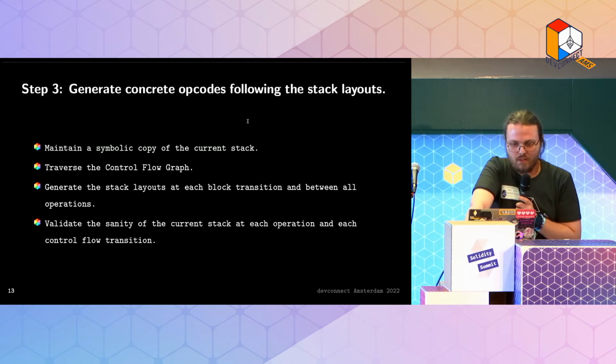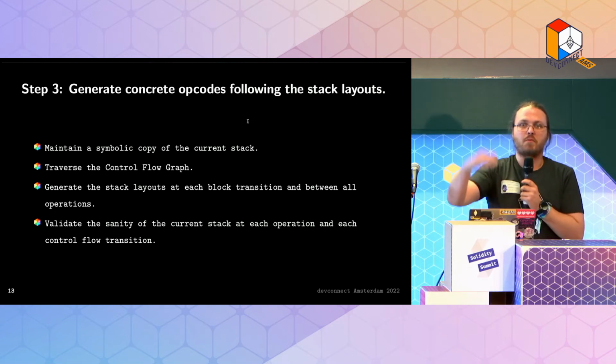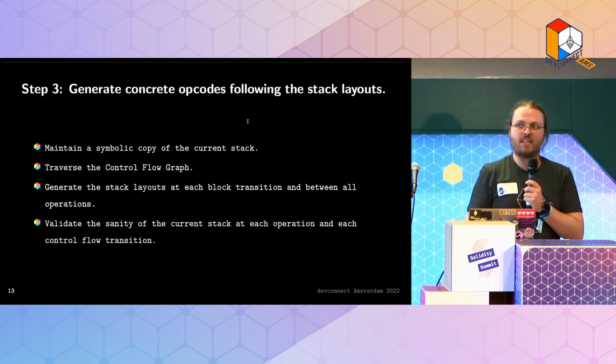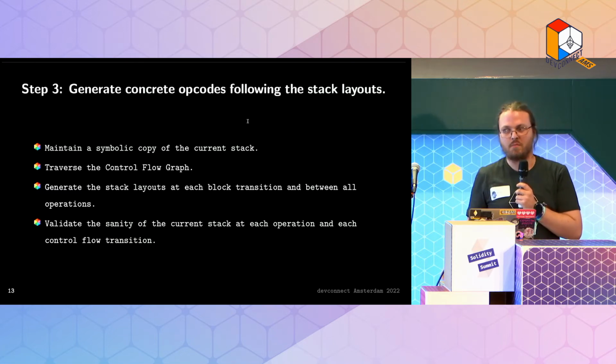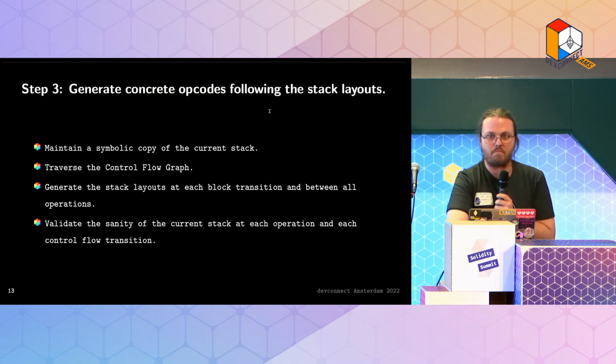Okay, and the third step is then to use this control flow graph and the annotations for the stack layouts to actually generate EVM bytecode. For that, we maintain a local symbolic copy of the stack during the process and validate and perform all the operations that the outputted assembly does and validate that the stack layouts conform to the requirements that were described by the control flow graph earlier. That's the main safety mechanism there.